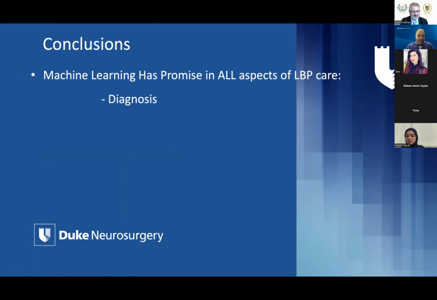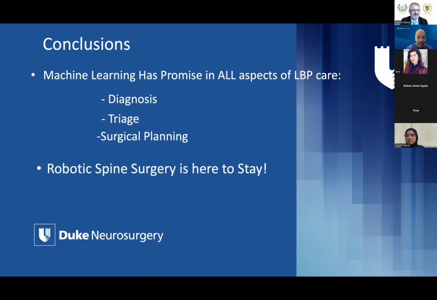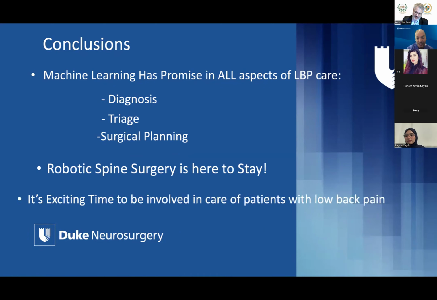So just to conclude, to be mindful of people's time, I think machine learning has promise in all aspects of low back pain: diagnosis, triage, as well as surgical planning. I think robotic spine surgery is here to stay. I think it's really important to figure out which surgeries should be done with a robot and which surgeries we should depend on ourselves. I still use fluoroscopy and/or navigation at times, and it's figuring out which cases are best suited. That's really important. And I think it's really an exciting time to be involved with patients with low back pain. And with that, I'll conclude.